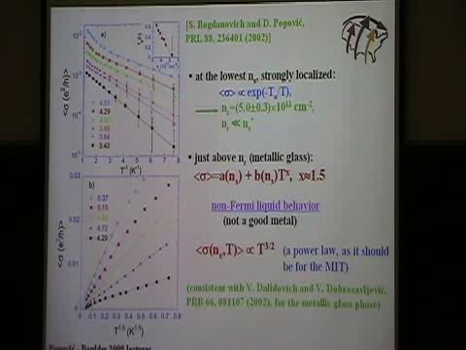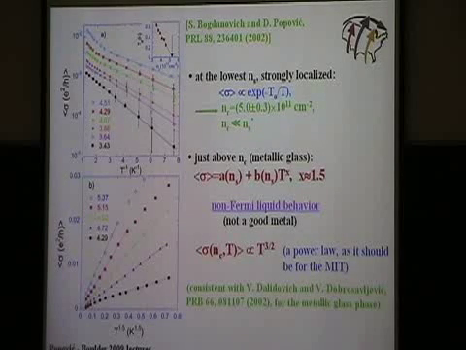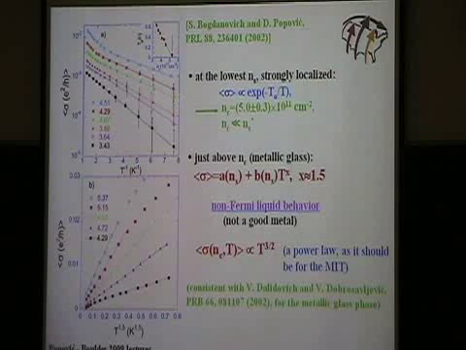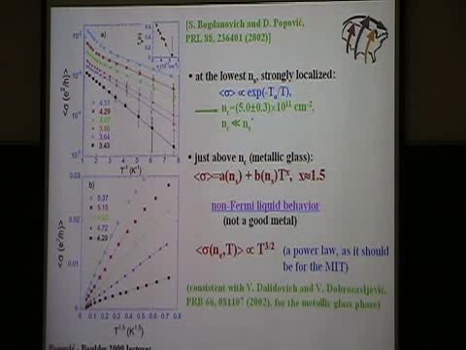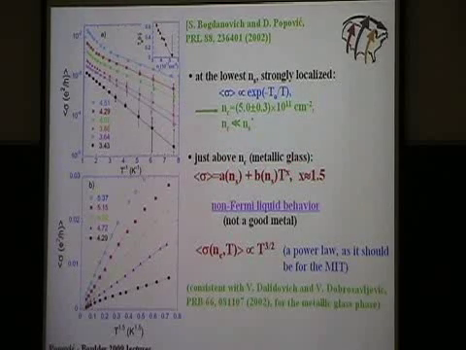Well, this is why I started my first lecture yesterday. The definition of a metal, the distinction between metal and insulator, can be seen only at zero temperature. So what is important is the value of the conductivity at zero temperature. As long as the zero temperature conductivity is finite, not zero, it's a metal.